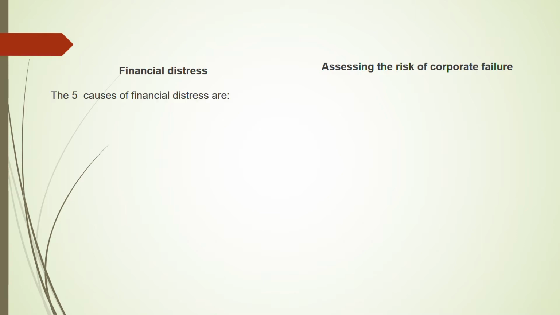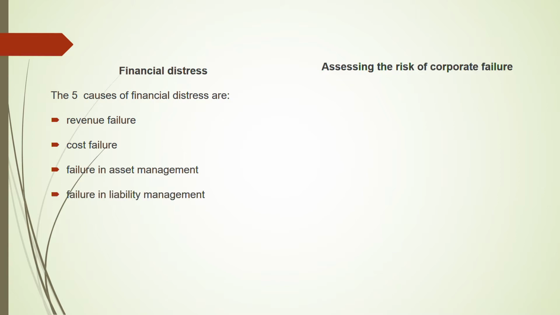The 5 causes of financial distress are: number 1, revenue failure. A company might go through financial distress when there's a revenue failure. Second is cost failure. Then we have failure in asset management, you're not able to manage your assets well. Failure in liability management, you didn't manage your liability well, hence you are now facing a problem in paying debts and interest. Failure of capital management, your working capital is not managed well.